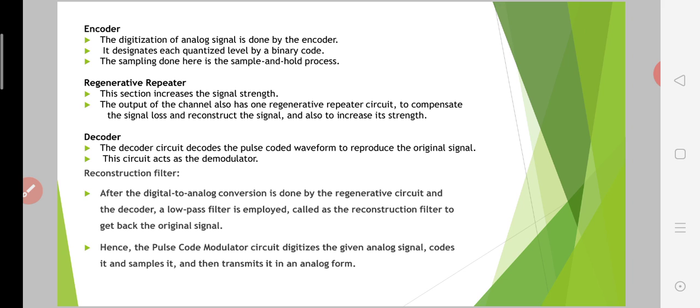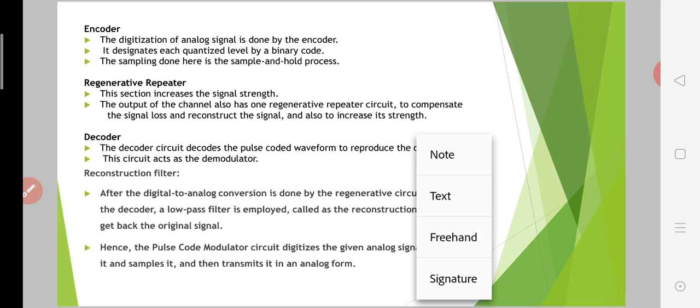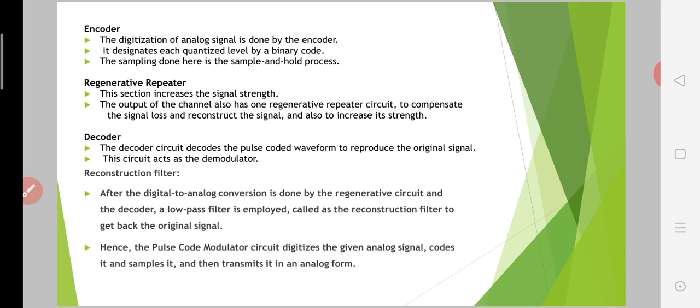Here the clear idea: after the digital to analog conversion is done by the regenerative circuit and the decoder, a low pass filter called the reconstruction filter is employed. The reconstruction filter is a low pass filter to get back the original signal. Hence the pulse code modulator circuit digitizes the given analog signal, codes and samples it, and then transmits it in analog form.